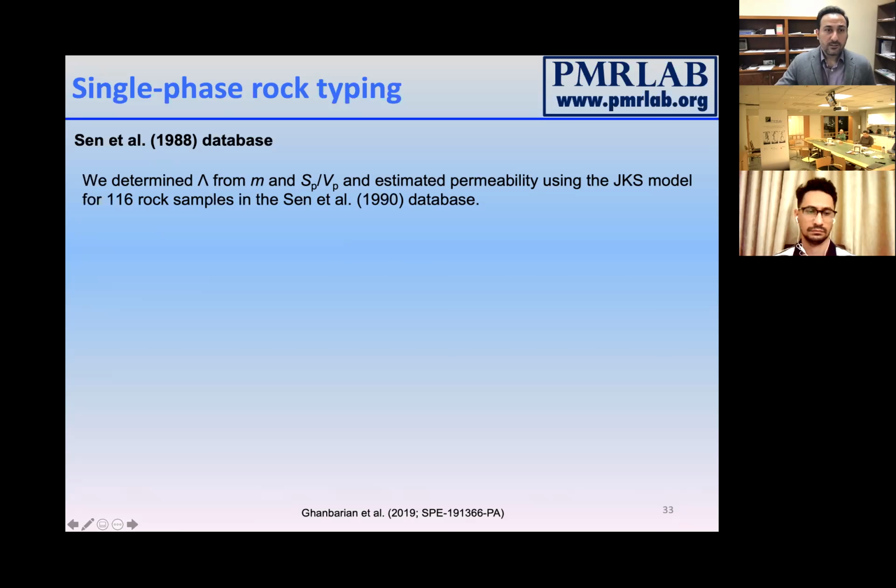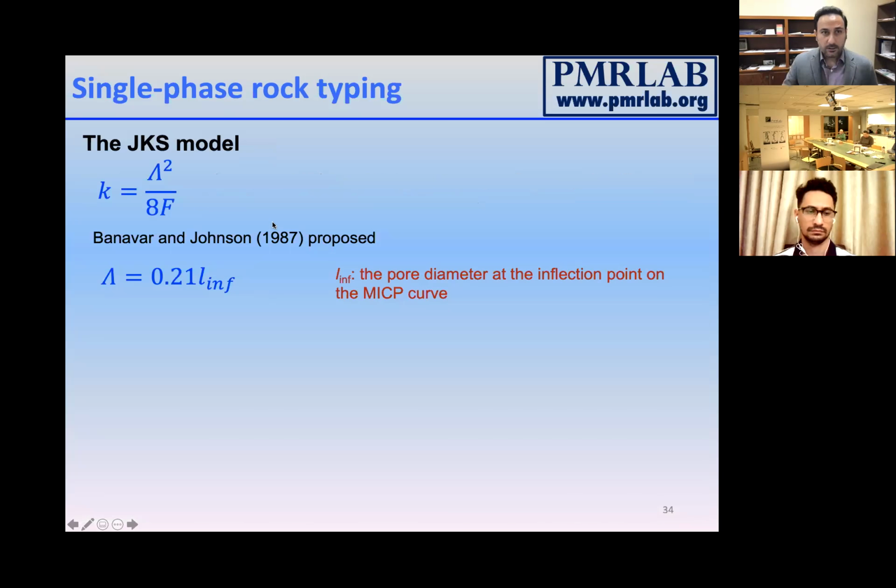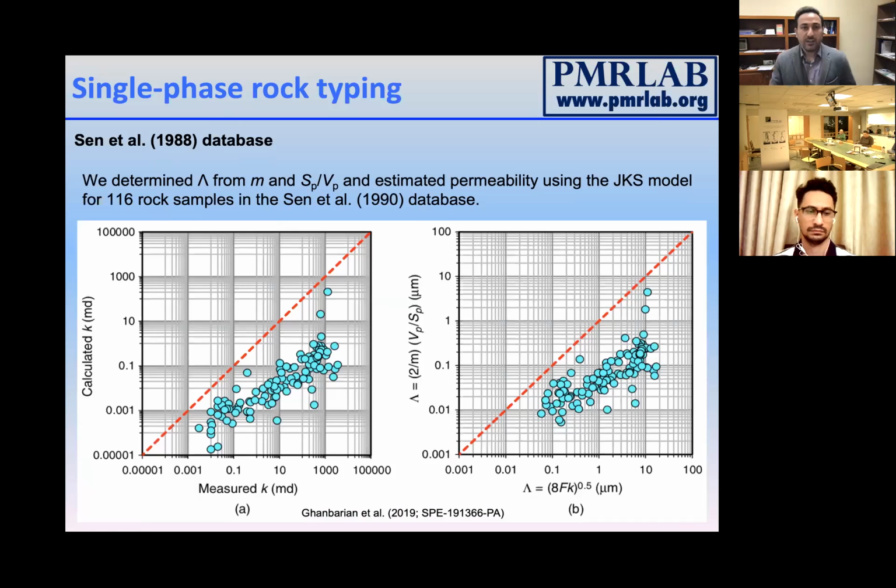So we estimated permeability using the JKS model from the SP to VP ratio, and also the cementation exponent, and we found underestimation. We explored why we are underestimating permeability, and when we plotted estimated lambda versus calculated lambda, we found that the relationship proposed by Johnson and his co-workers underestimates the value of lambda.